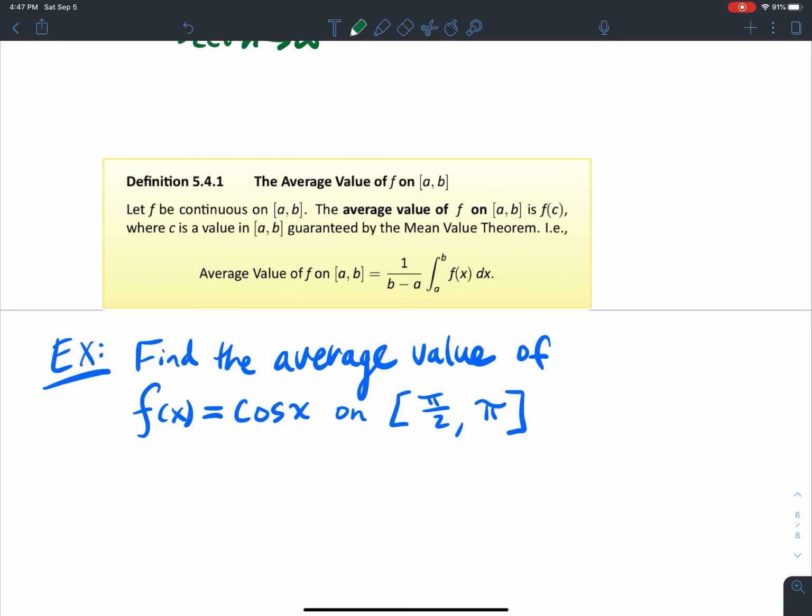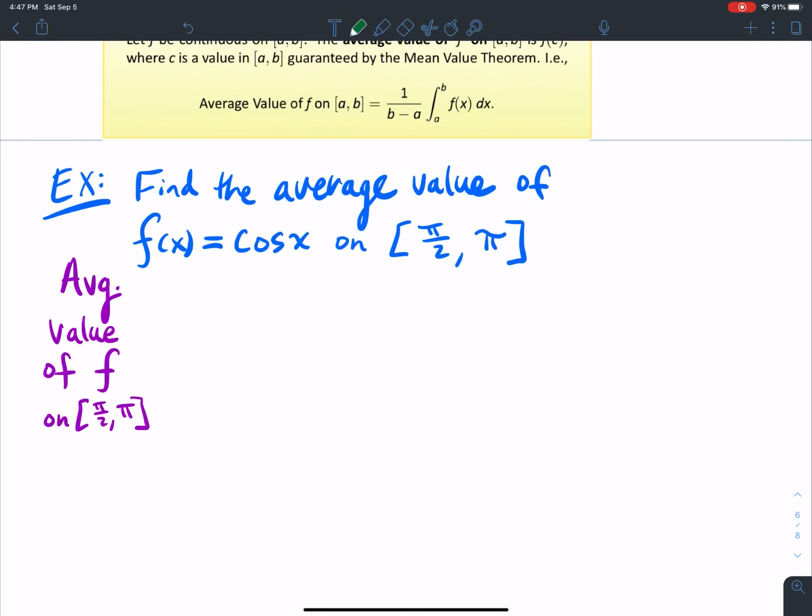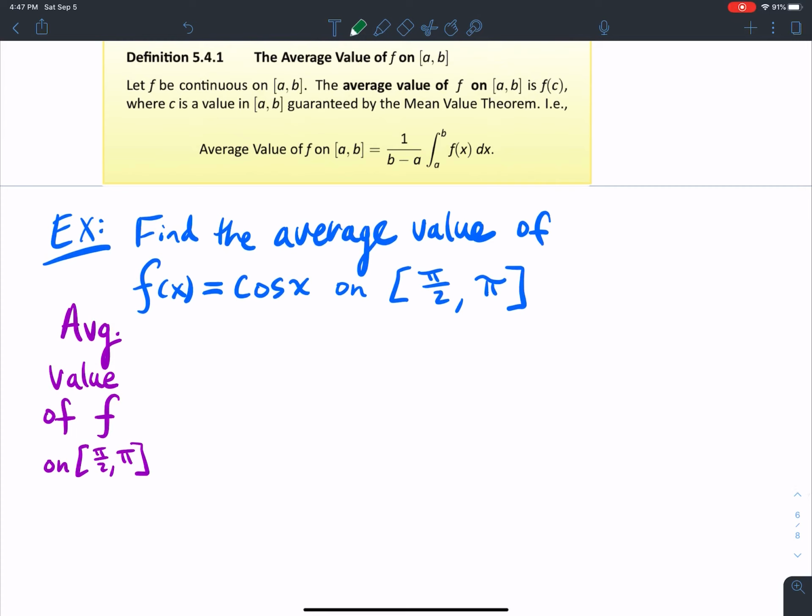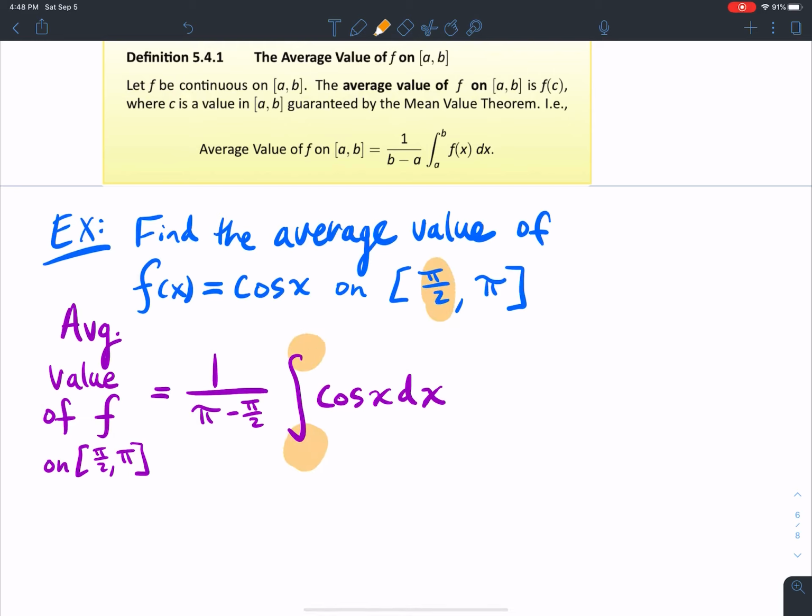Find the average value of the cosine function from pi over 2 to pi, okay? So the average value of f on pi over 2 to pi. So a is pi over 2 and b is pi. This is equal to 1 over b minus a, integral from a to b of f of x dx. Well, my f of x here happens to be cosine x. And my b is pi and my a is pi over 2. So I have pi minus pi over 2, integral from a to b, so that's pi over 2 to pi.